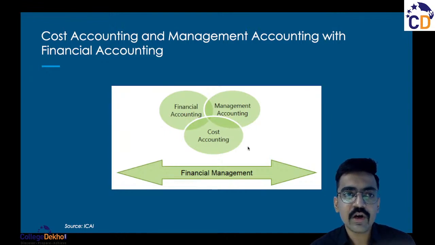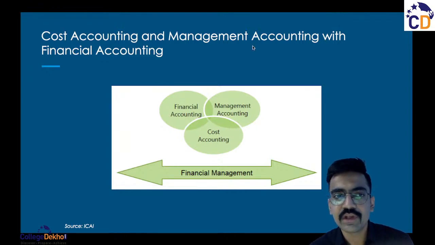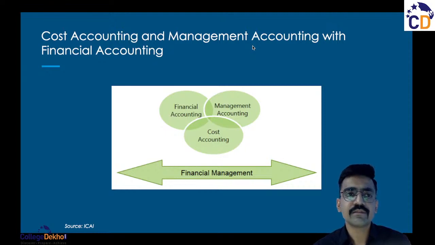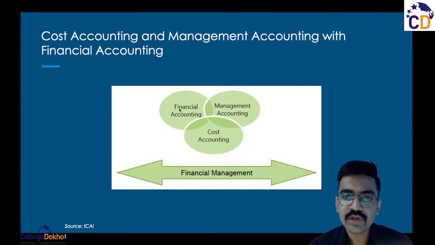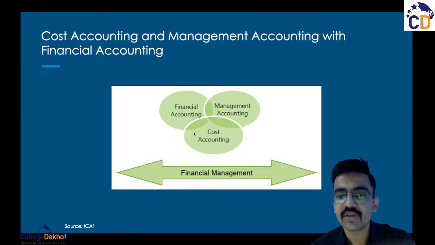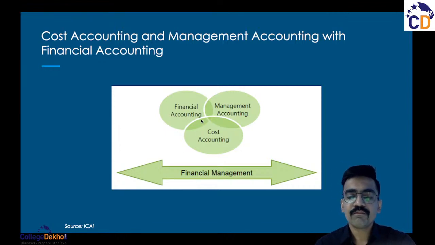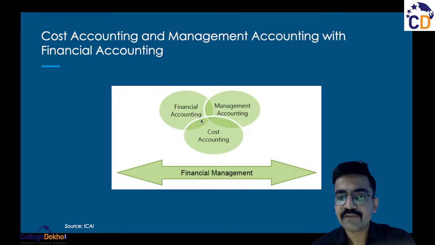Now let us understand how cost accounting and management accounting relate with financial accounting, as in how these three are interrelated. So we have understood by now the differences or the meanings of these terms, such as financial accounting, management accounting, or cost accounting. Now all these three different types of accounting, all these three aspects together make part of the financial management for a company, right? So it is not just one aspect.